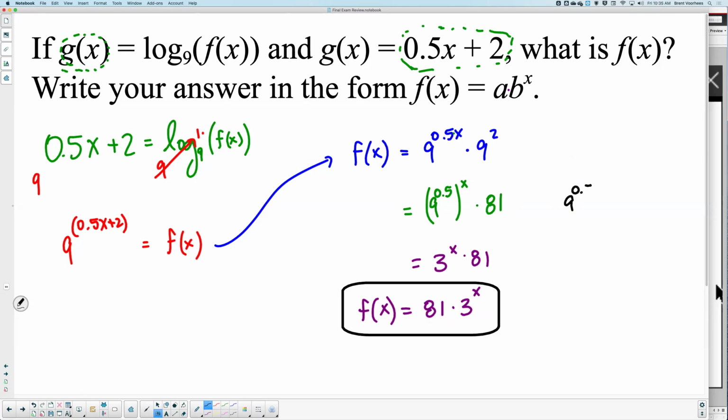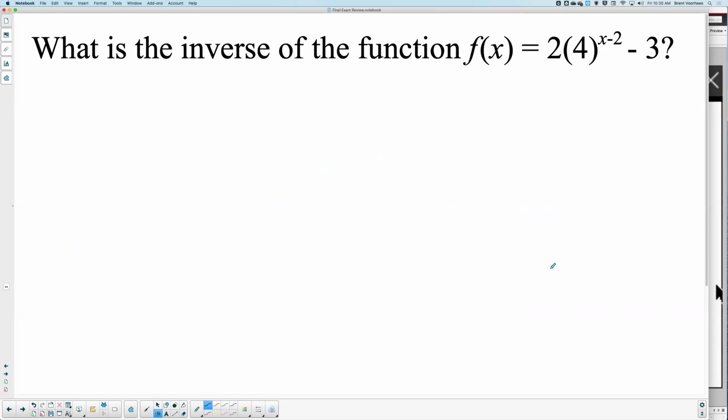9 to the 0.5 is equal to the square root of 9. 0.5 is the same thing as a square root. That was kind of the key there. All right.